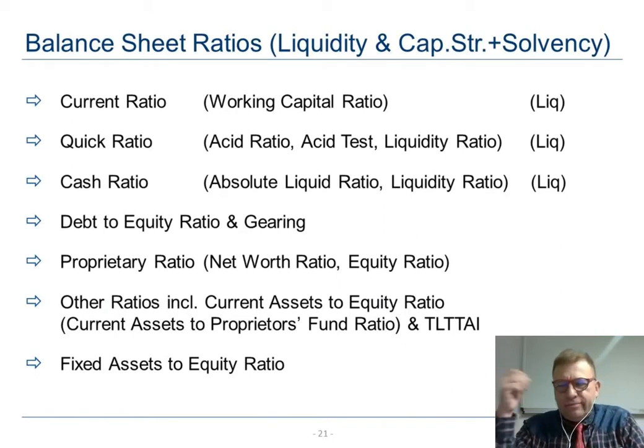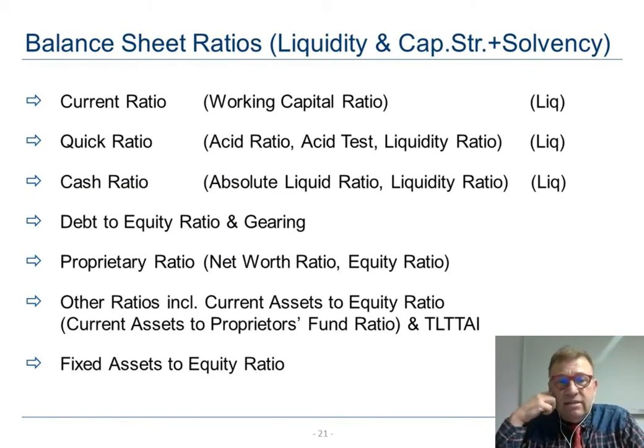Therefore, I sipped a bit of black tea, because we now have these balance sheet ratios to talk about. And there is quite a number of them, because you could produce any ratio you want. But those listed here, current ratio, quick ratio, cash ratio, debt to equity ratio and gearing, proprietary ratio, and some others, are the most important.